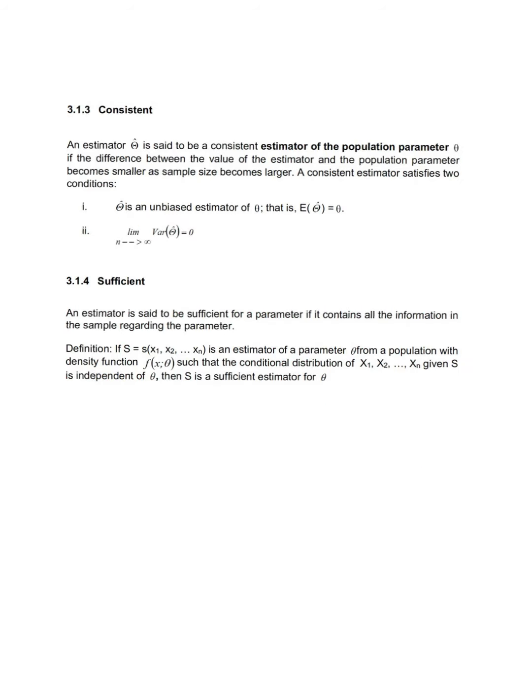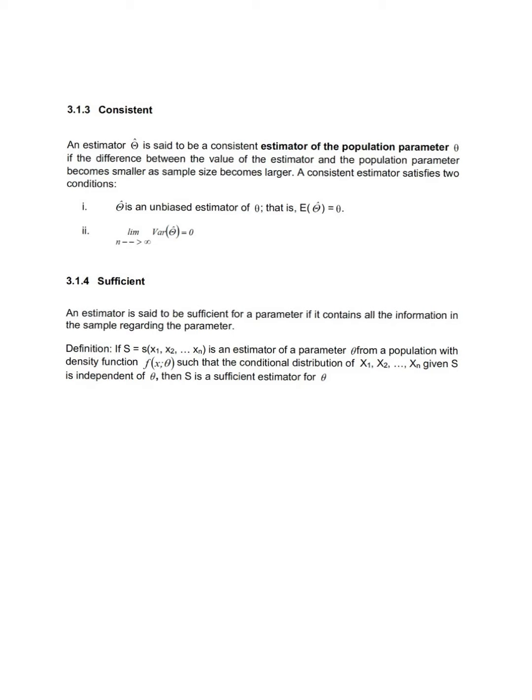Okay, the next properties we call as consistent. An estimated theta hat is said to be consistent, estimator of the population parameter theta, if the difference between the value of the estimator and the population parameter becomes smaller as the sample size become larger. Okay, so condition yang kita boleh katakan certain estimator tu adalah consistent bila mana condition yang pertama adalah theta hat is unbiased estimator of theta, where expected value of theta hat equals to theta.